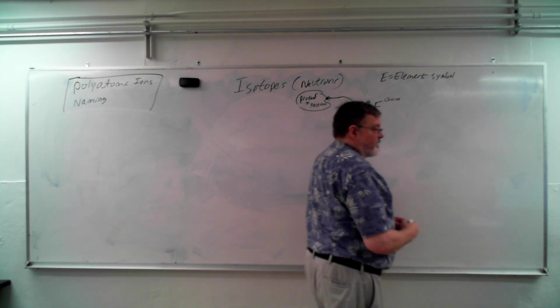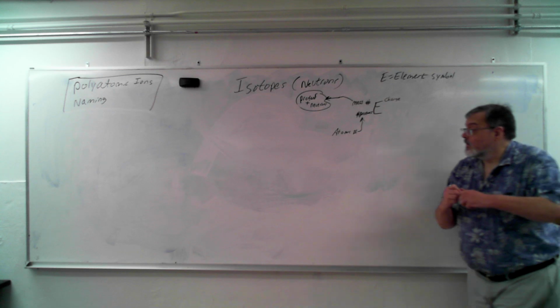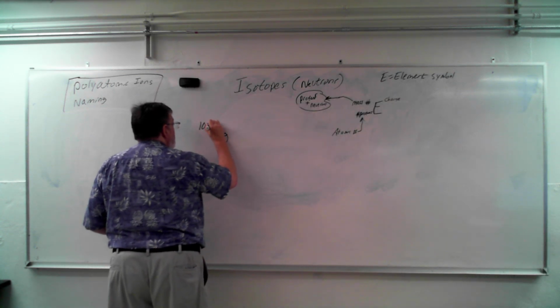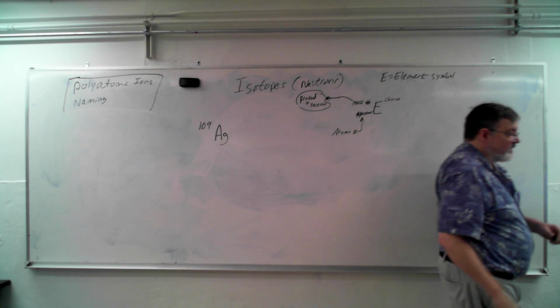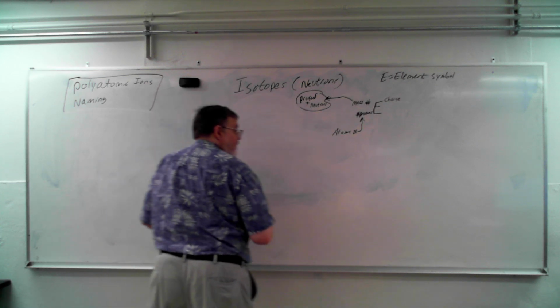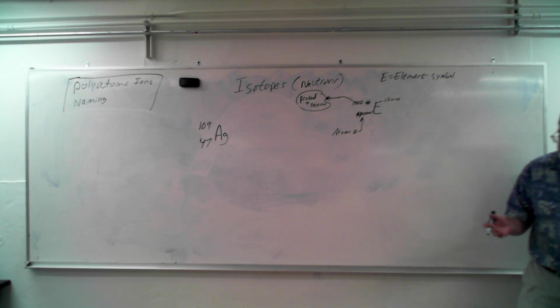So if I wrote down, let me find one here just so I have a real example. You see question 3 in the quiz on isotopes. It says this, Ag 109 and 47. So there's 2 different ways we represent isotopes.